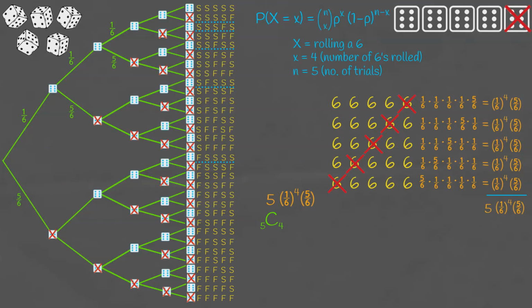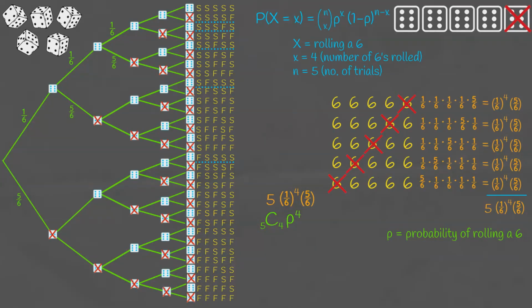Now the 5 is the same as saying we have 5 items and we want to choose 4 of them. And I hope you remember from the combinatorics videos that 5 choose 4 is equal to 5. Next we have 1/6 to the power 4. Well, we know that 1/6 is the probability of rolling a 6. So let's call p the probability of rolling a 6. So we now have p to the power 4.